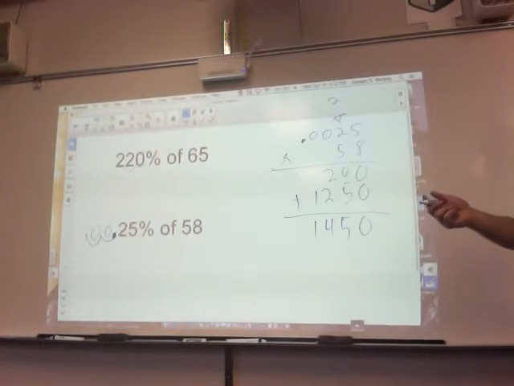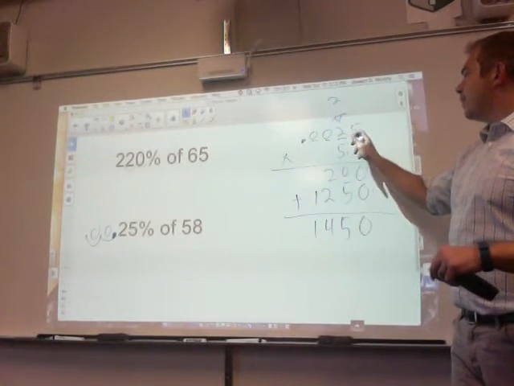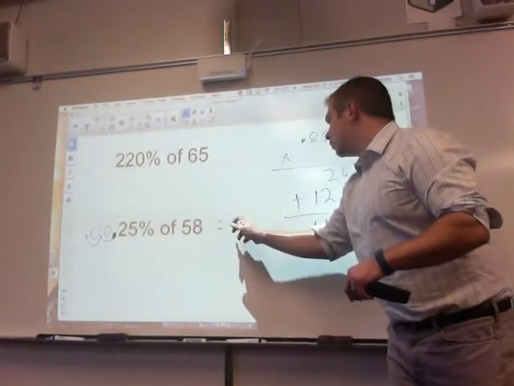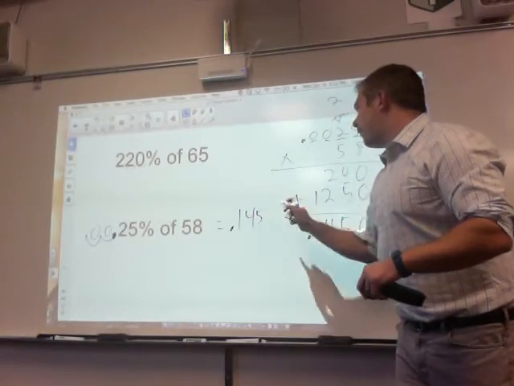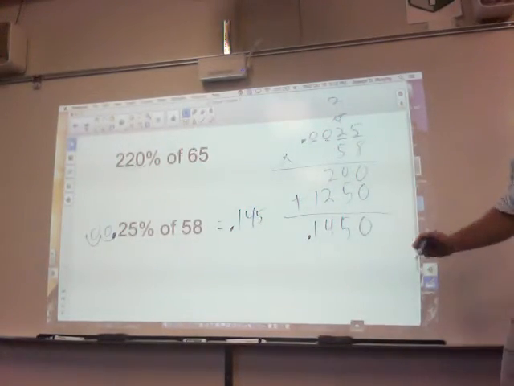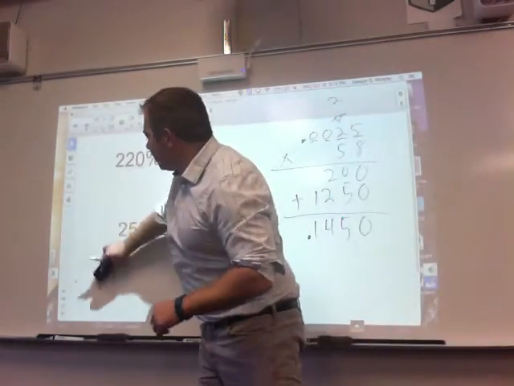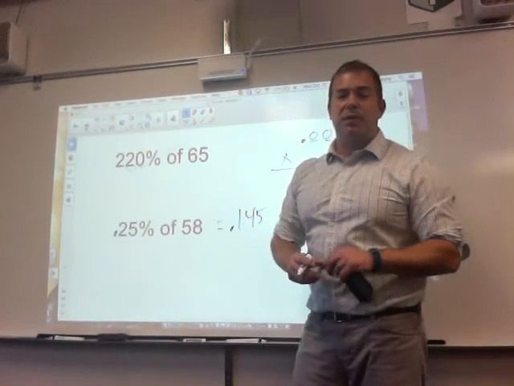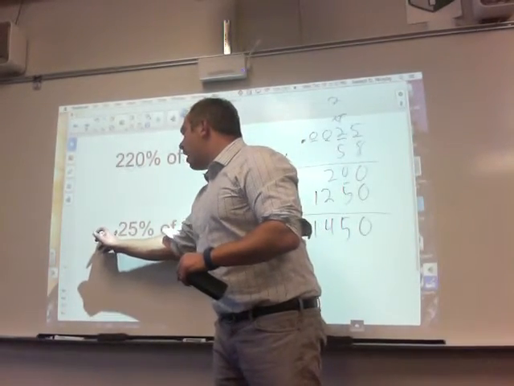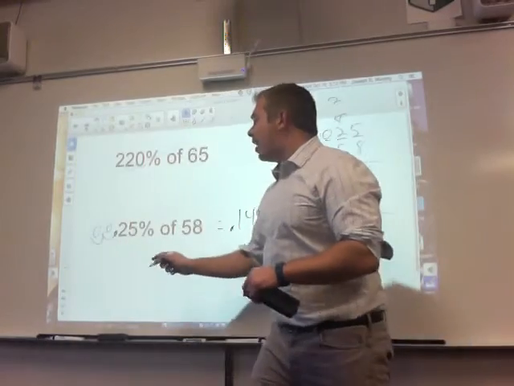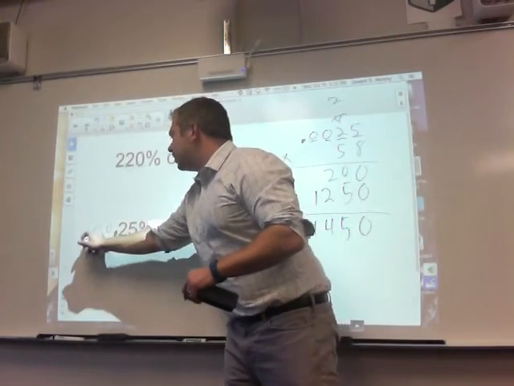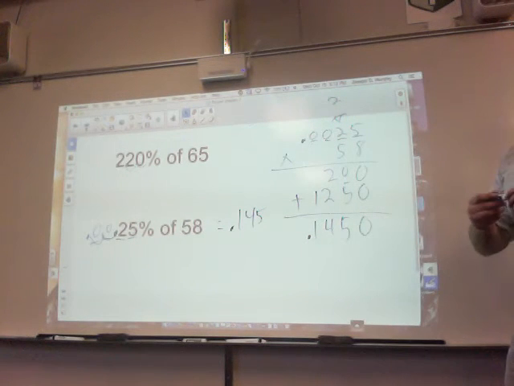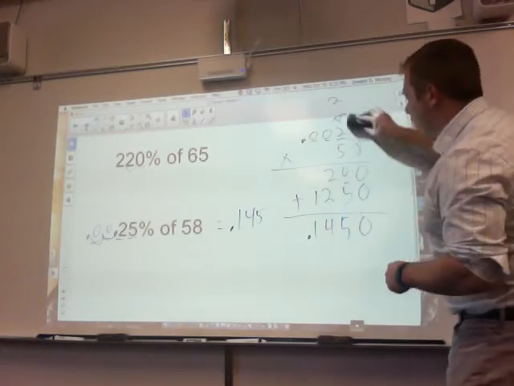But now I have a lot of decimal points. 1, 2, 3, 4. My answer is 145 thousandths. So don't forget, percentages have to turn into decimals. This was 0.25%. So I scooped to the left and I had to fill in those zeros. That's why I had 4 place value spots to the right of the decimal. And that's why my answer was not 1,450, but 0.1450.